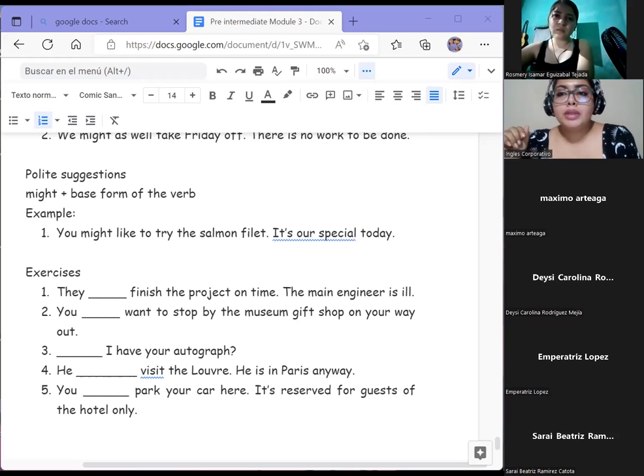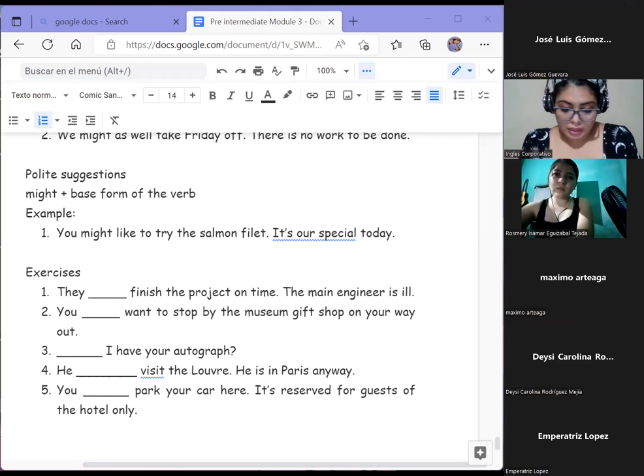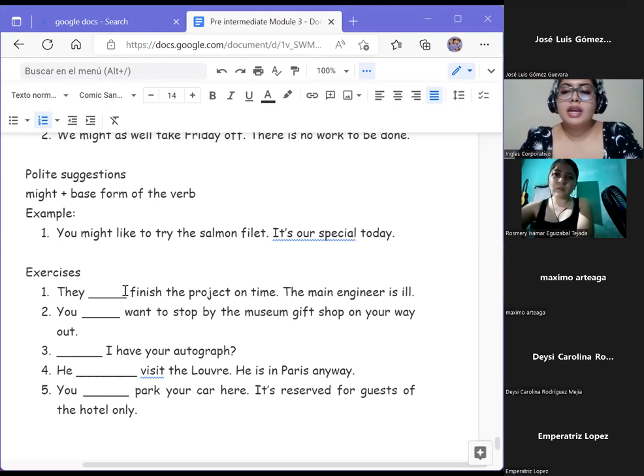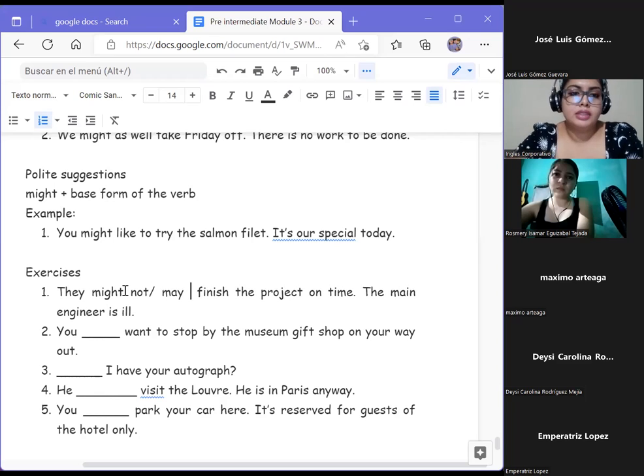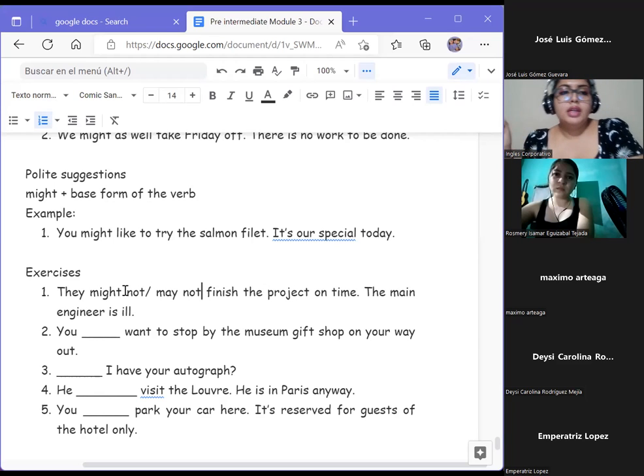¿Cuál podría ser la respuesta? Dígame. They may not. Okay. We can use both, right? We can use may and we can use might, that is okay. They might not. Finish the project on time. Ellos no van a poder terminar el proyecto a tiempo. ¿Por qué? Porque el ingeniero está enfermo.